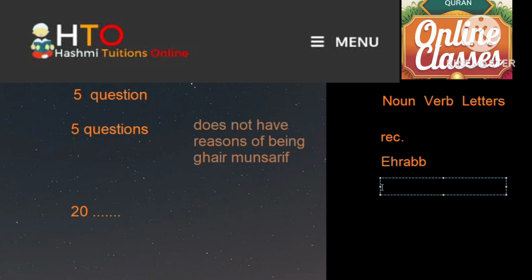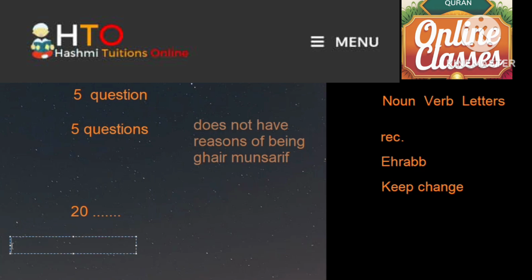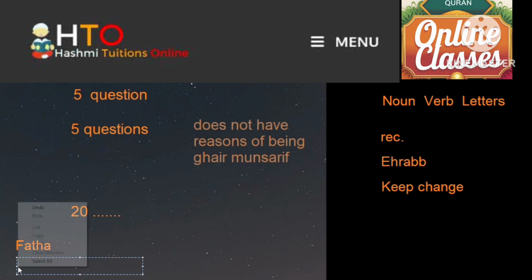Then you keep some change in Ehrab. Listen, there are three cases of Ehrab. I mean when a fatha takes place, fatha is read on a word, or kasra is read, right or not? Listen to it very carefully, it's important. Or the third case, zamma is read. Three signs can be read, right? There are only three signs.